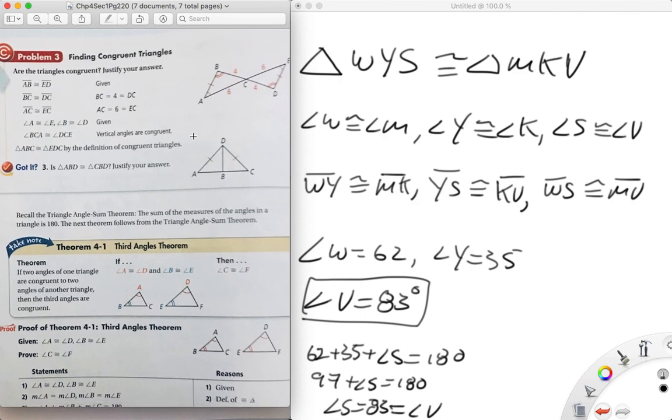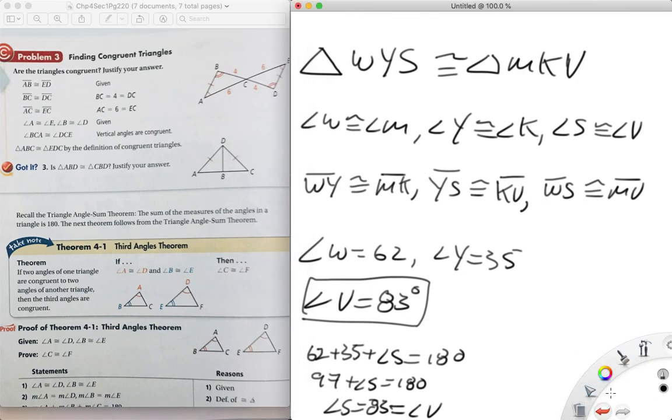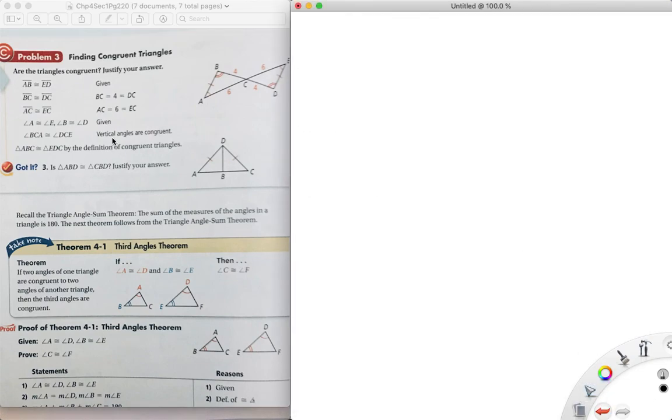Alright, in order to prove two triangles congruent, I have to prove that all their corresponding parts are congruent. So A is corresponding to this figure, A, B, C, and then E, D, C. Do I have enough to prove these congruent? In terms of segments, here's AB, and it's congruent to ED.